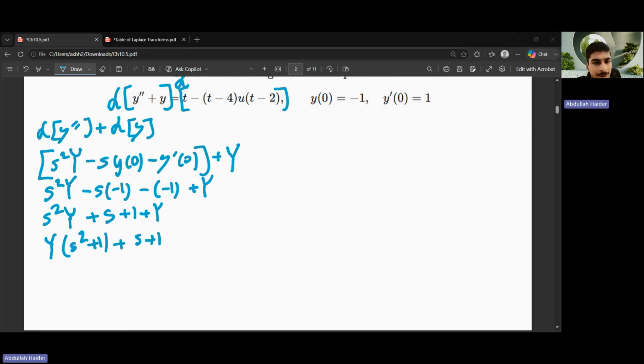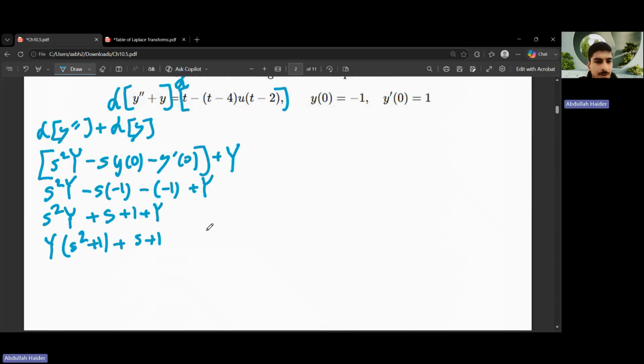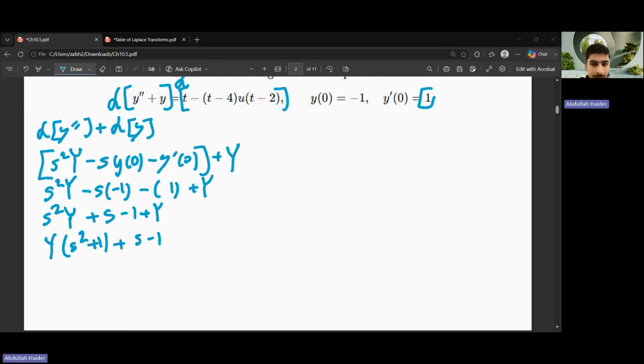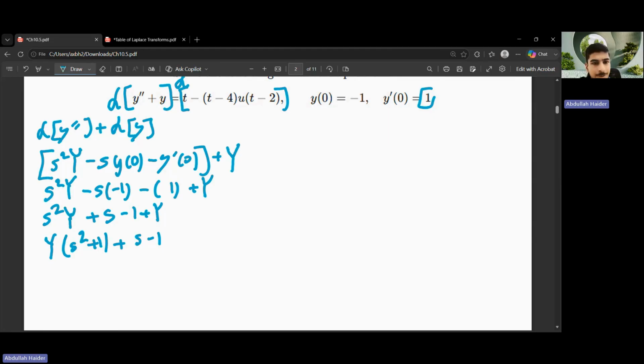That for now, this is the mistake. y prime of 0 is supposed to be negative 1 here, negative 1, negative 1. So this is your starting point, which is the Laplace of the left-hand side. We're done with that, and now we need to find the Laplace of the right-hand side.